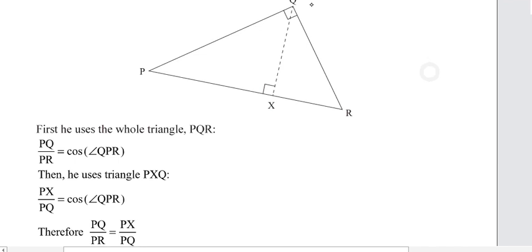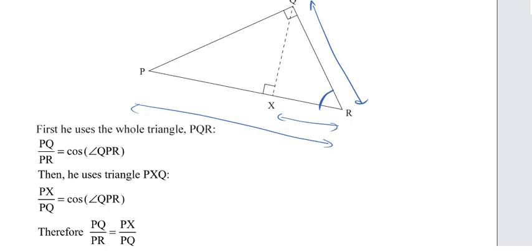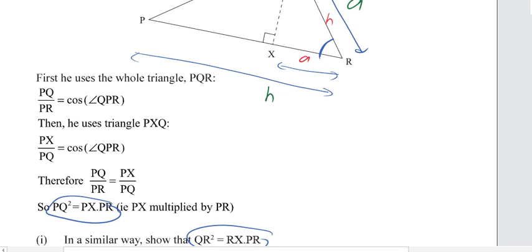QR is this side, RX is this side, and PR is this side, and they all have this angle in common. So when we're talking about QR and XR, this would be adjacent and this would be hypotenuse. When we're talking about QR and PR, this would become adjacent and this would become hypotenuse because that's the longest side. So using that, we'll see what we come up with.